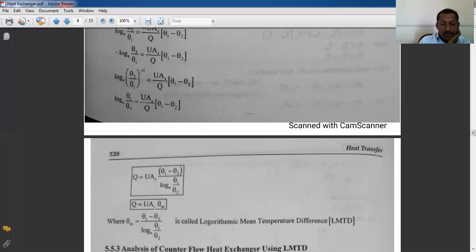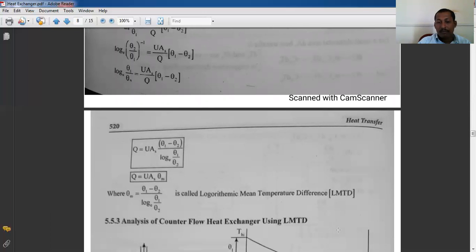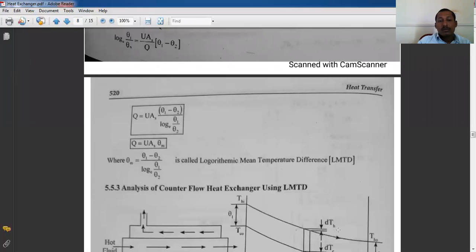So Q is equal to U As into theta m, where theta m, theta 1 minus theta 2 divided by log base e theta 1 divided by theta 2, is called the logarithmic mean temperature difference. This is LMTD. So this is the LMTD derivation for the parallel flow heat exchanger. This equation, Q is equal to U As into theta m, will be the same for both parallel flow and counter flow. But the thing is, the theta m value will be changing.